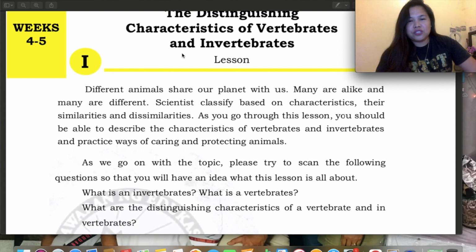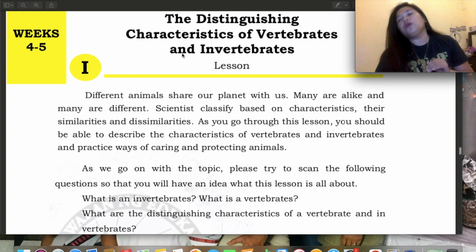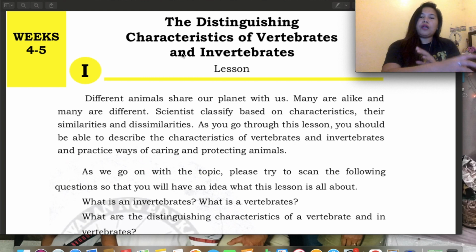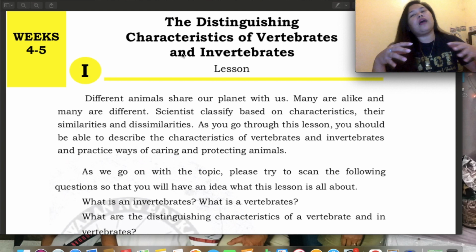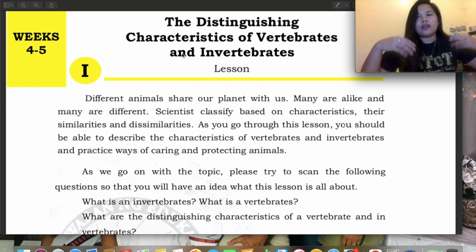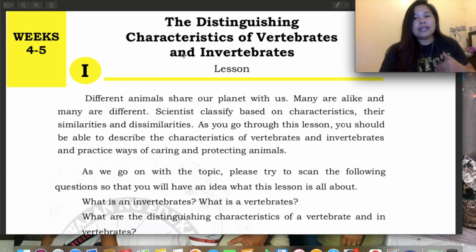As you go through this lesson, you should be able to describe the characteristics of vertebrates and invertebrates and practice ways of caring and protecting animals. So, in this 2-week lesson, ang skill natin na i-focus about describing the characteristics, yung ilarawan ang mga katangian ng vertebrates and invertebrates animals, and ipapractice natin kung paano natin sila, yung mga paraan natin at how to care and then how to protect the animals. So, yun po, paano natin sila i-protect, i-care, and everything, and conserve and preserve, mga ganun po. Matatakan natin yan mamaya.